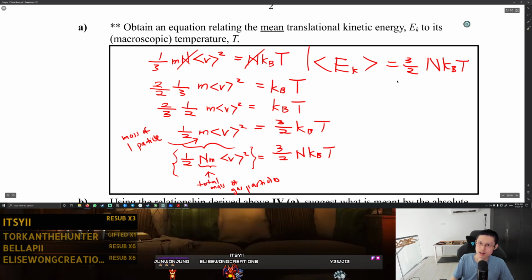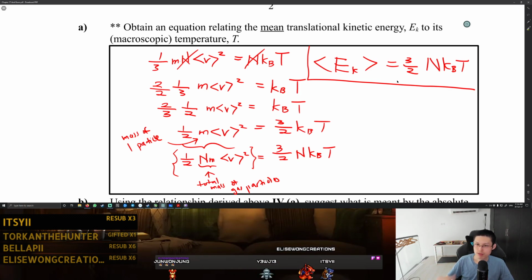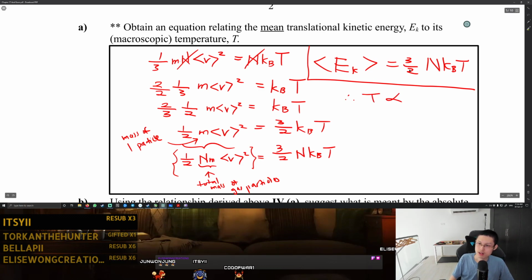And this is what we are trying to do using all of that, aside from deriving the equation of state of the gas. We also want to show that the temperature depends only on the mean translational kinetic energy of the gas. So you can see here that N and kB are just constants. 3 over 2 is a constant. So therefore, the temperature of an ideal gas is proportional to the mean translational kinetic energy of the gas particles.